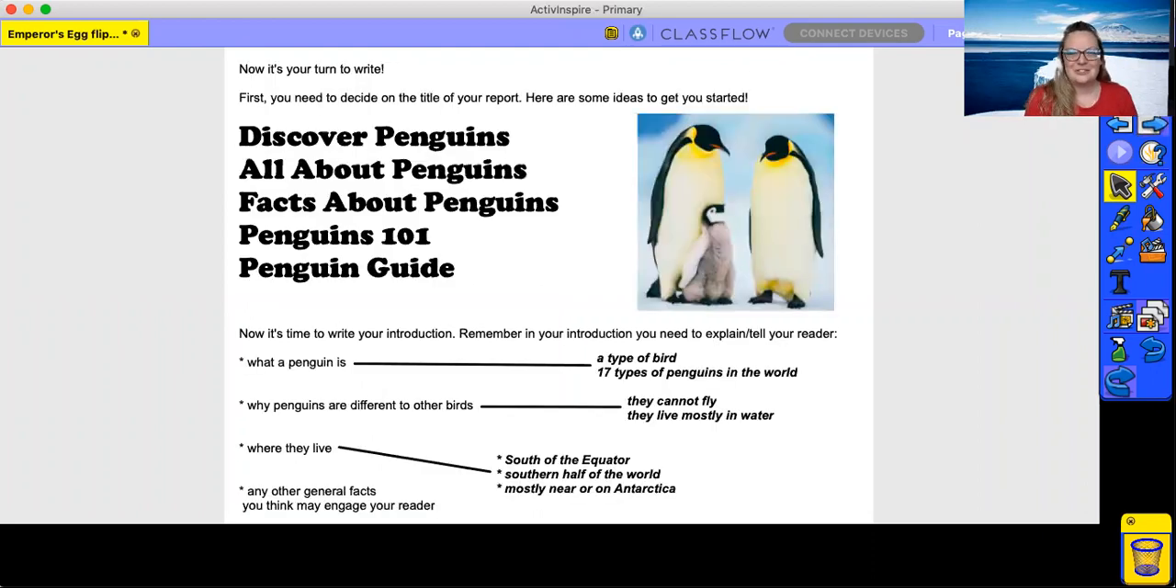So now it's your turn to write. First, you need to decide on the title of your report. Here are some ideas to get you started, but we're really excited to see what you come up with by yourself.